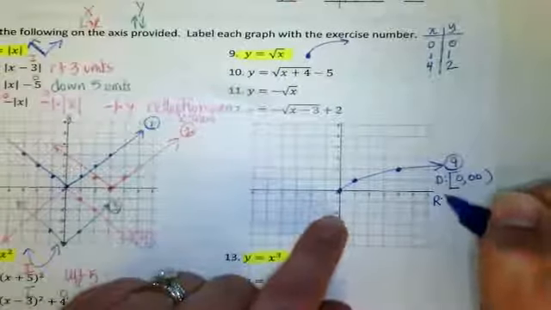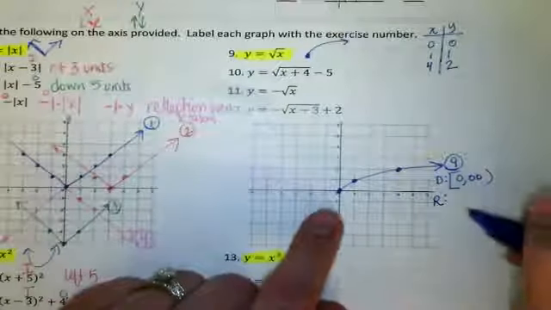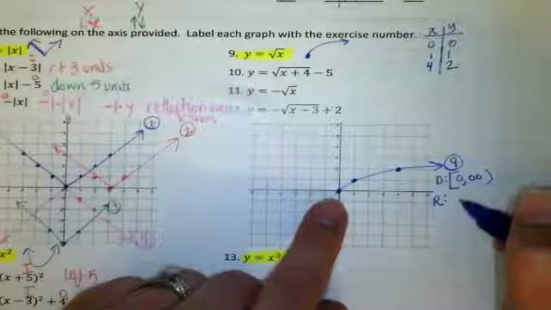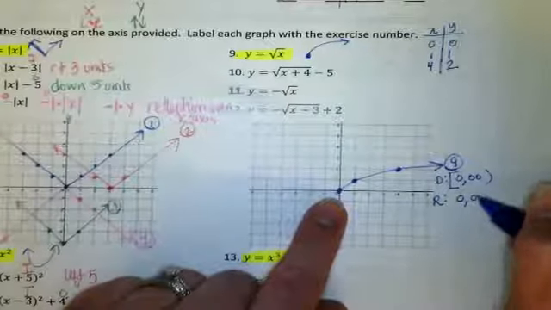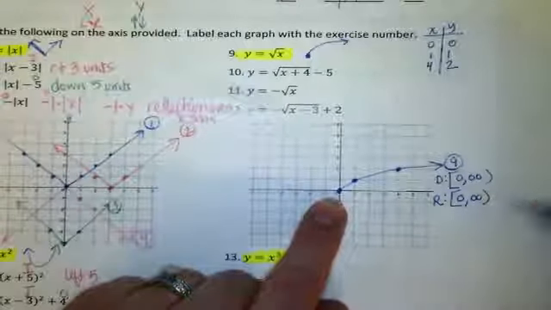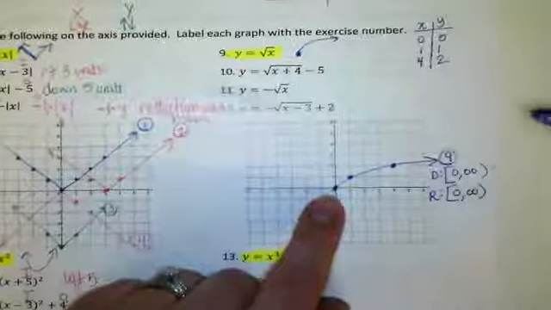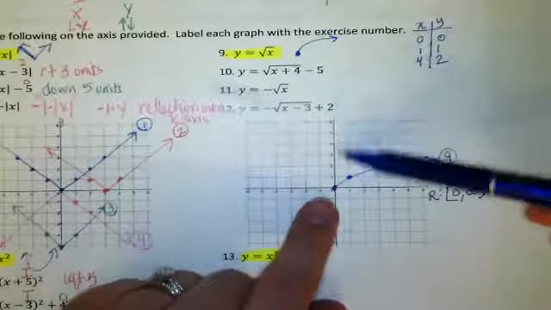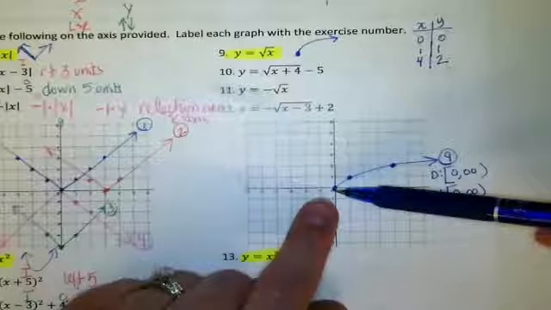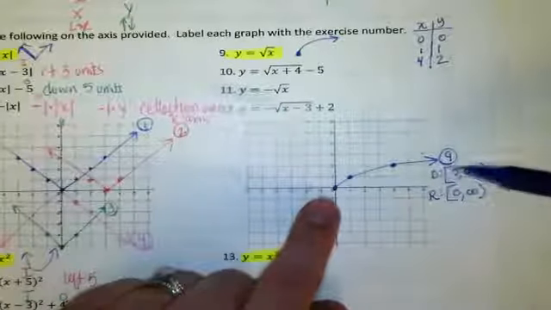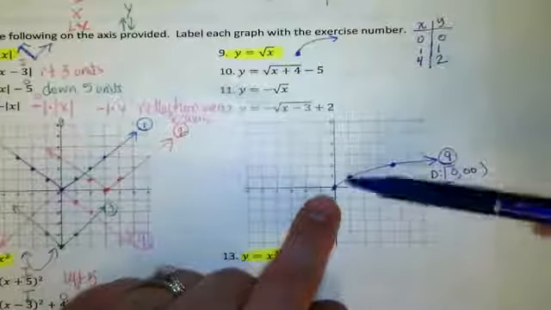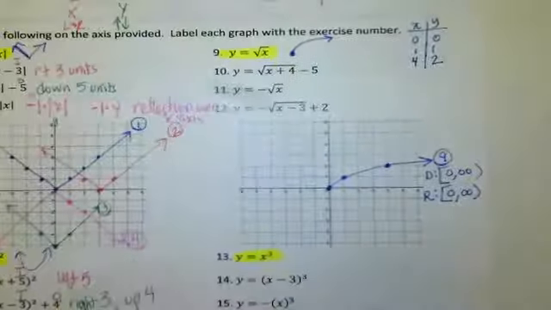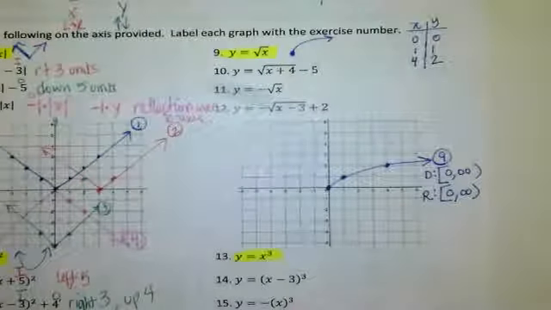What's the range of this function? 0 to infinity, yes. Again, range talks about the y values. So we look at our y-axis and we say, what's our lowest y value? 0. And that arrow goes up forever as well. All right, just a little reminder there.